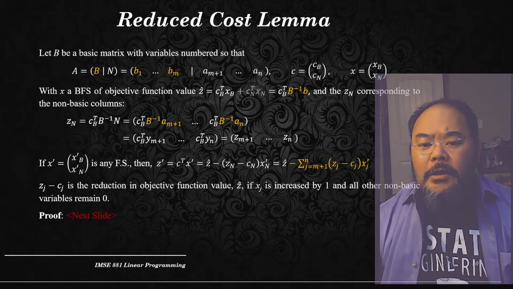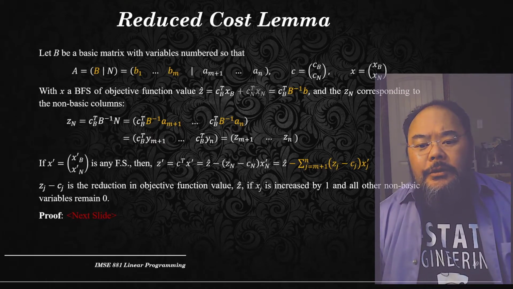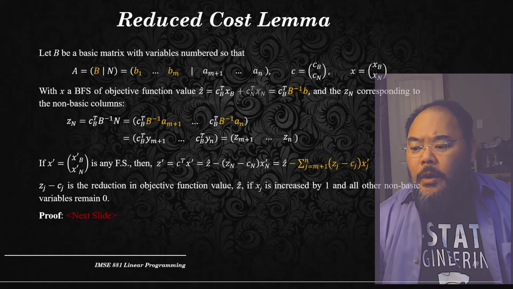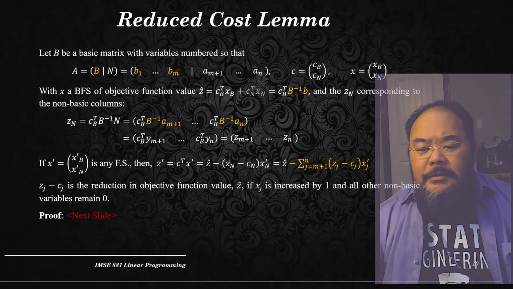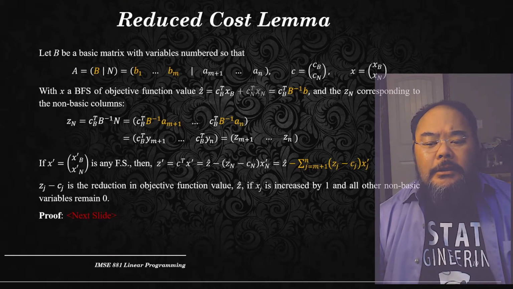The next slide is about the reduced cost lemma. How do we calculate reduced cost, which means how do we determine the entering variable, which non-basic variable enters the basis in the next iteration? So let's take a look.